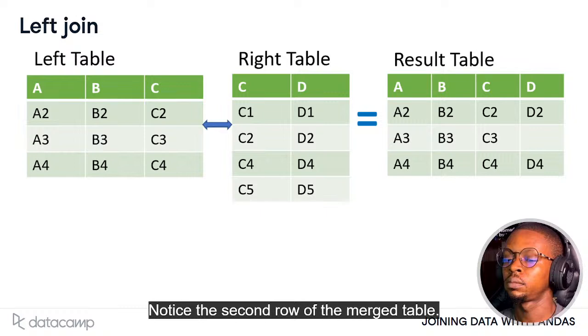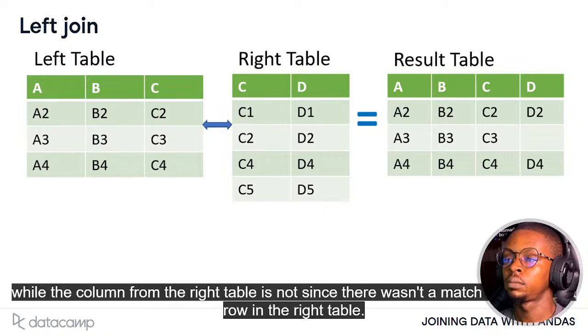Notice the second row of the merged table. The columns from the left table are filled in, while the column from the right table is not, since there wasn't a match found for that row in the right table.